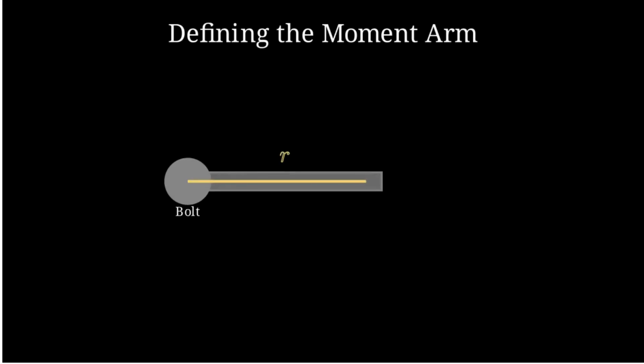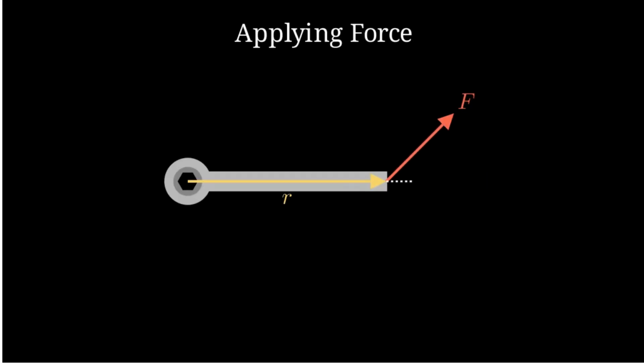This distance, represented by the vector r, is known as the position vector or the lever arm. When a force F is applied at an angle θ relative to the lever arm, only a specific component of that force contributes to the rotation of the object.